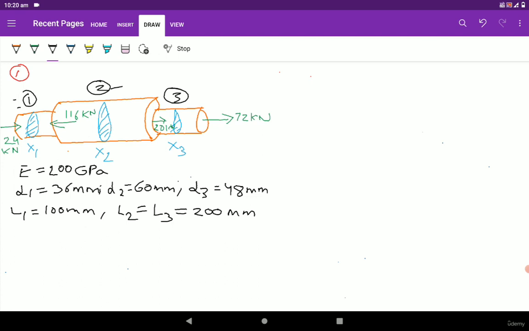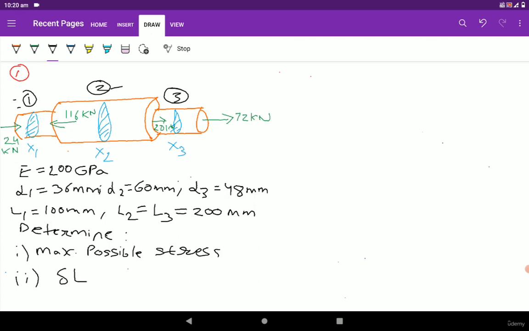Now we have to determine, first, the maximum possible stress in the given component, and the second thing we have to calculate is the change in length of the given component under stress. So let's start solving the problem.